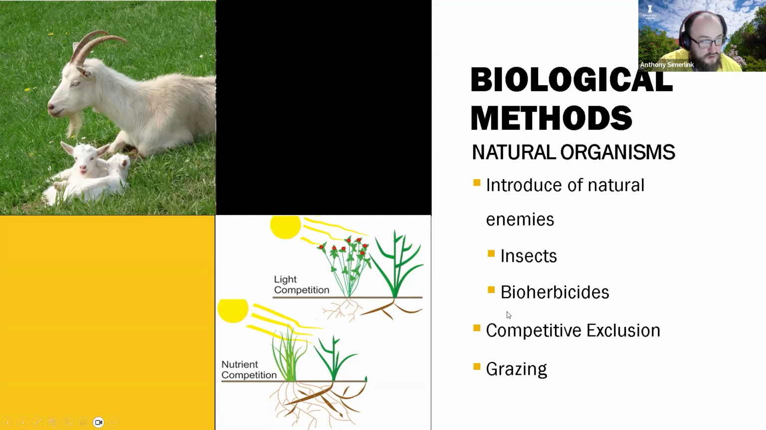Another form of biological control would be competitive exclusion. So say we have a weed over here, a grassy weed, and we have some clover. That clover is going to effectively grow up and choke out the grassy weed there. It won't allow it to get enough light, so eventually it'll just senesce and die.